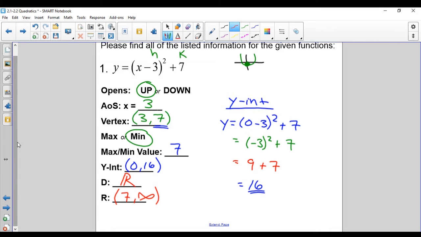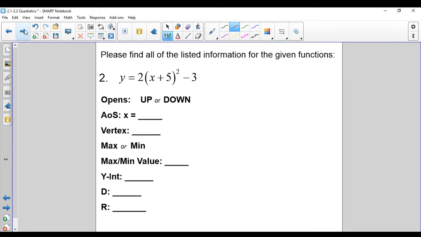Let's go a couple more quickly with vertex form. We have here, it opens up again. A is positive, A is 2, H is 5, or in this case, -5 actually, when we pull it out. K is -3. So axis of symmetry is -5. Vertex is HK. We already found our H. It is -5. Our K is -3. The function opens up, so we have a minimum. The minimum value is the y value of the vertex. It's -3.